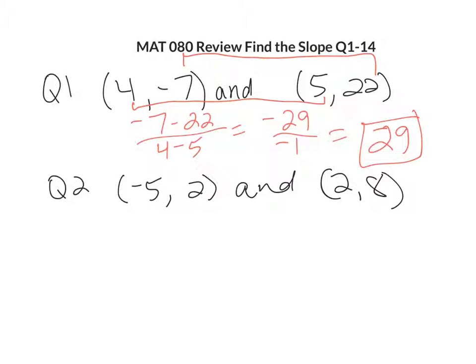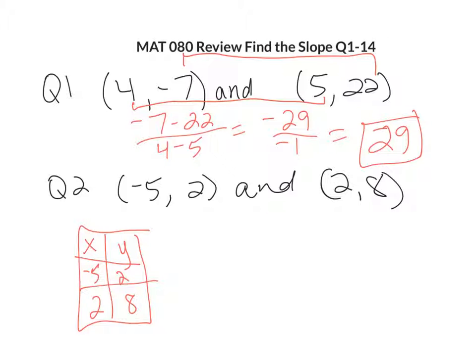A different way you could do this is you could create a table, and some of you tend to do better finding slope from the table. So we can create a quick table instead. And when we create the table, you have to figure out, well, what's the change in the y? How do I get from 2 to 8? You would tell me +6. And how do I get from -5 to 2? That'd be adding 7. Well, the slope is the change of the y over the change of x. So the slope would be 6 over 7, or 6/7.